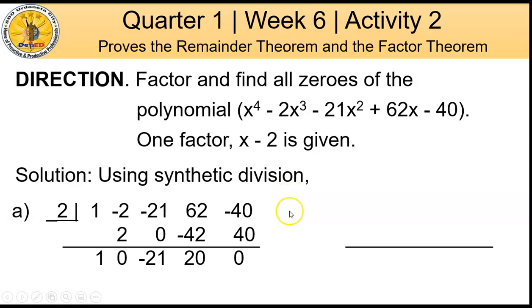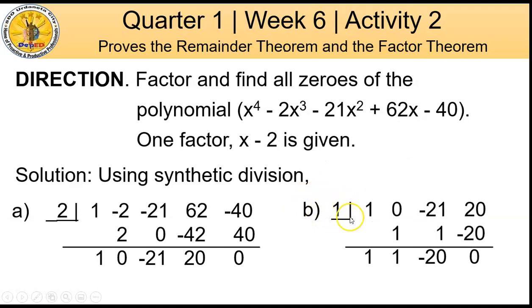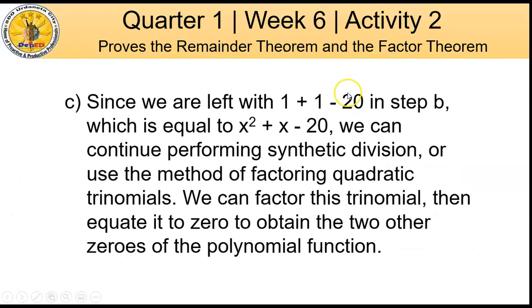So gagamitin naman natin yung possible factors nitong 20 dito. So let's try muna si 1. So we have bring down 1, 1 times 1 is 1, 0 plus 1 is 1, 1 times 1 is 1, so negative 21 plus 1 is negative 20. Negative 20 times 1 is negative 20, so 20 minus 20 is 0. So we have 1, 1, and negative 20, which is equal to x squared plus x minus 20. So that is from step D here.